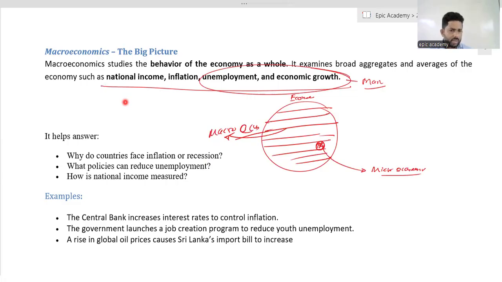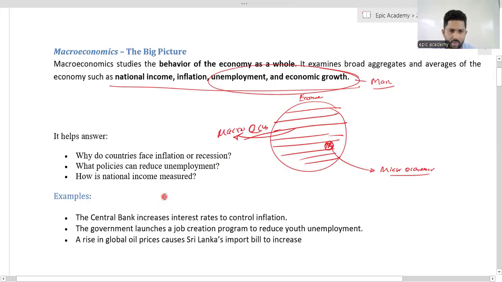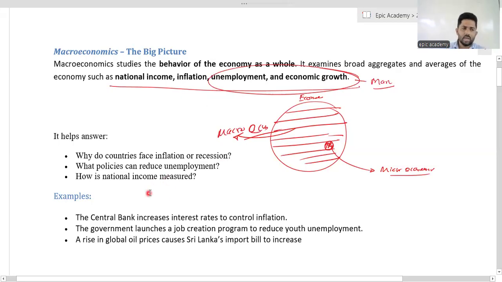So what kind of things does it include? Broader things. How does it help to answer why countries face inflation or recessions? You can identify these things. What policies can reduce unemployment? Yes, you can identify those things. How is national income measured? Gross domestic product, gross national product, and everything can be identified after studying macroeconomic variables, subjects and components related to the behavior of the whole economy at once.